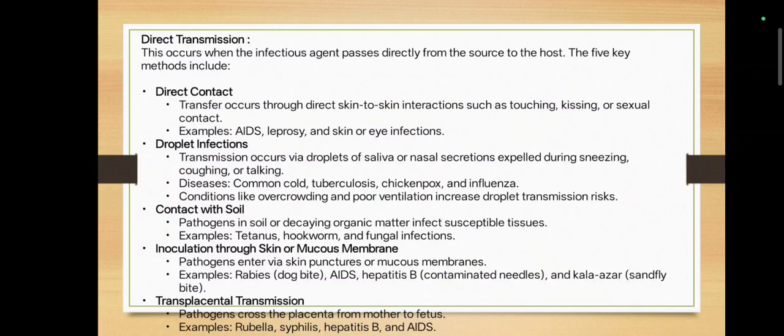Direct transmission. Direct transmission occurs in several ways. Direct contact through touching, kissing, or sexual contact spreads diseases like AIDS and leprosy. Droplet infection occurs when saliva or nasal secretions are expelled through sneezing or coughing, spreading influenza or tuberculosis. Soil contact allows pathogens like tetanus and hookworm to infect tissues. Inoculation through bites or contaminated needles spreads rabies and hepatitis B. Transplacental transmission allows pathogens like rubella or syphilis to pass from mother to fetus.